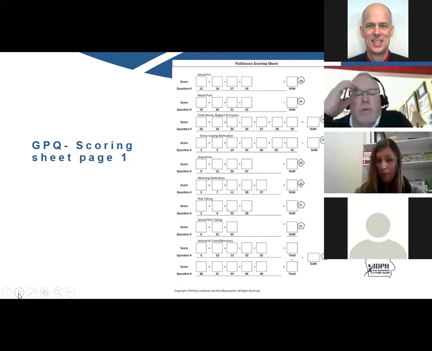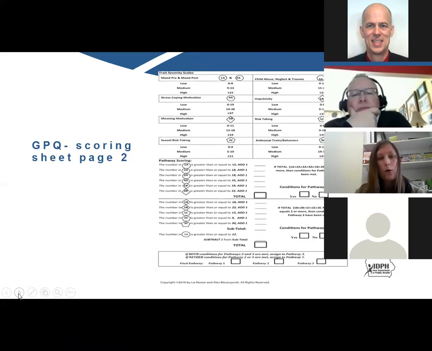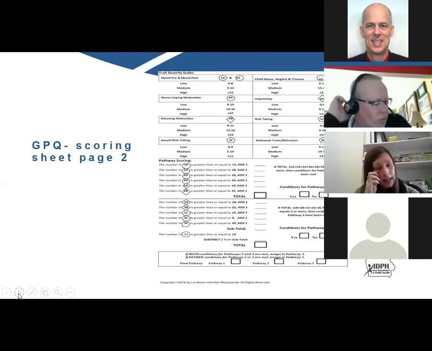Then you're going to do some simple math and just add up each of those and put them in the sum boxes at the end of each of those categories. Now the sums are what you're going to use on the second page of the scoring sheet, which is this. This page is what's going to be most helpful for treatment planning and tell you what pathway they're being assigned. The top half of the page is each of those 8 categories again that it's measuring.